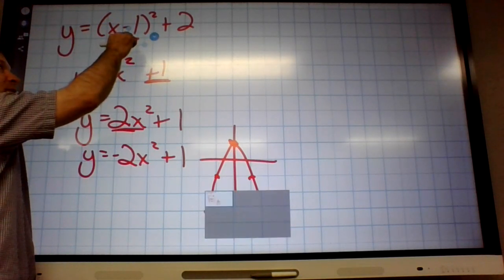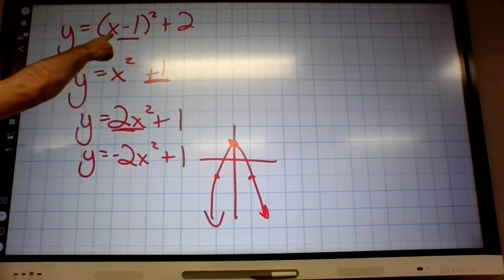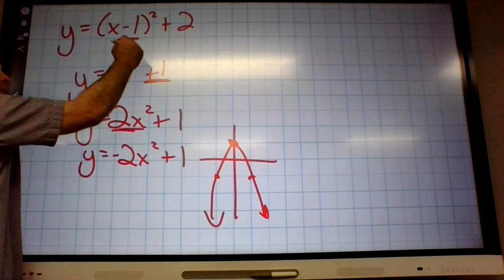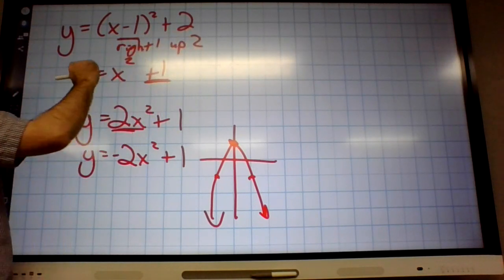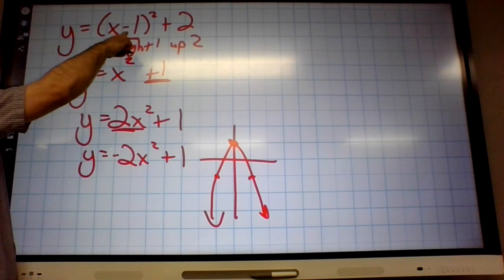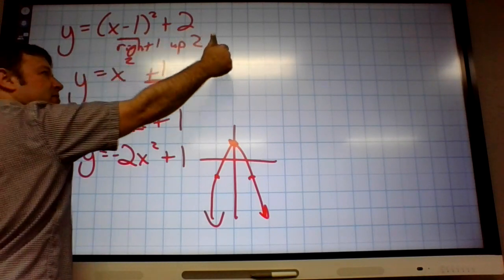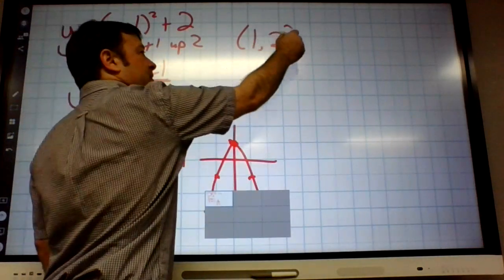If you put a -1 directly on the x, it moves in the x direction, but it does the opposite of what it says. So this actually goes right 1 and up 2. Okay, the book calls this vertex form because that basically tells you the vertex is at 1, 2. And that's kind of where we're going to start the graph.